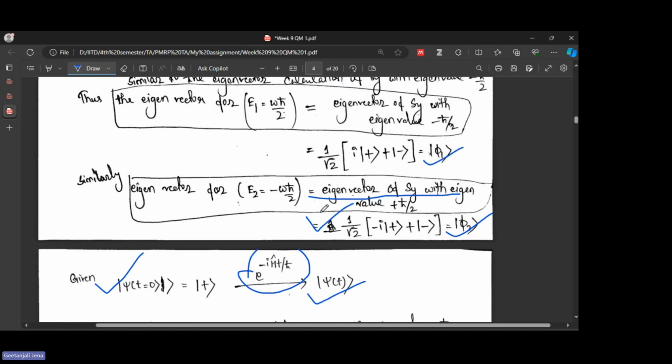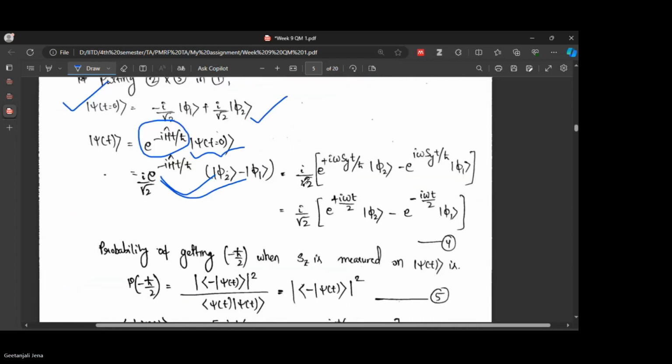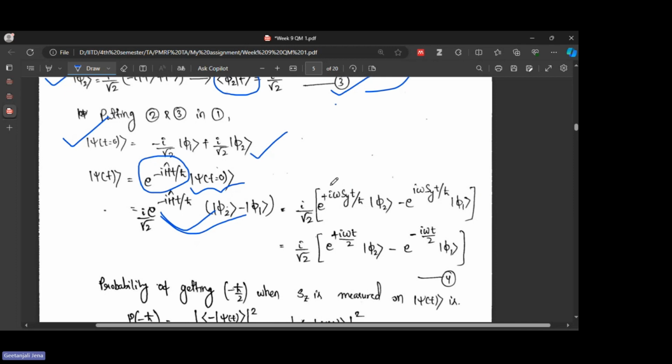And in this one, you see the eigenvector. The eigenvector for phi 2 is minus omega h cot by 2. So you have to just put minus omega h cot by 2. So this will become plus e to power i omega Sy t by h cot.